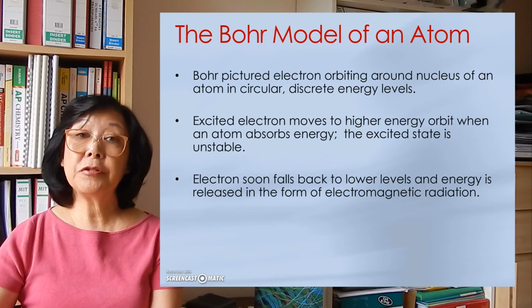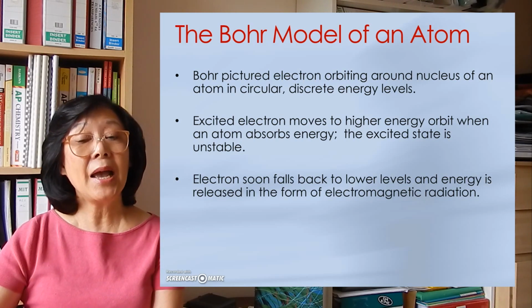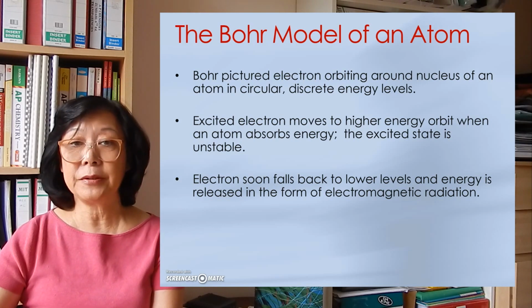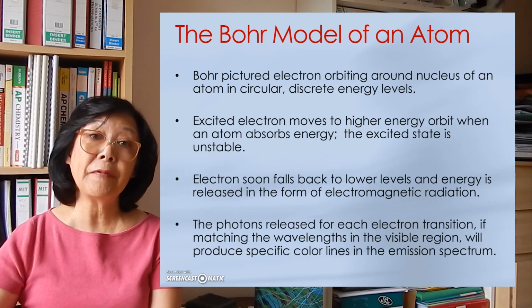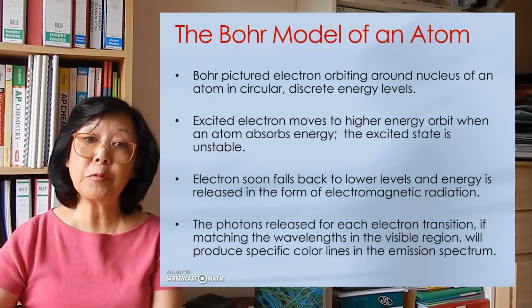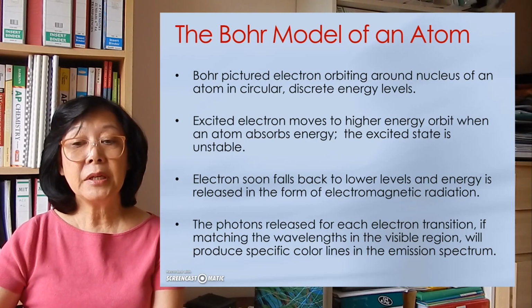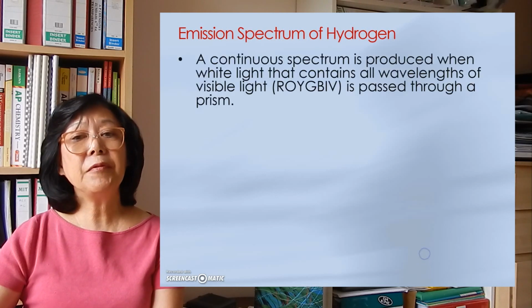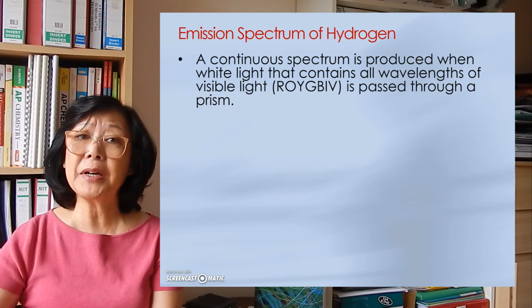So the electron soon falls back to the low energy state, and it gives off this absorbed energy in the form of electromagnetic radiation. Now, if that radiation has a frequency or wavelength in the visible region, we can see colored light in the emission spectrum. If we look at white light with a diffraction grating, you'll see the rainbow colors, Roy G. Biv.